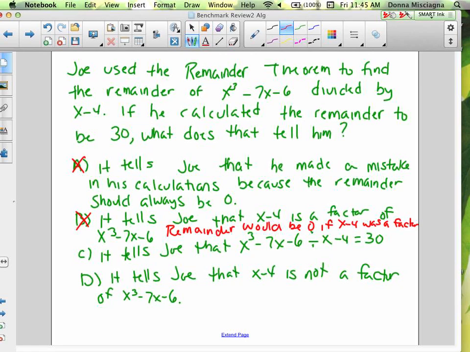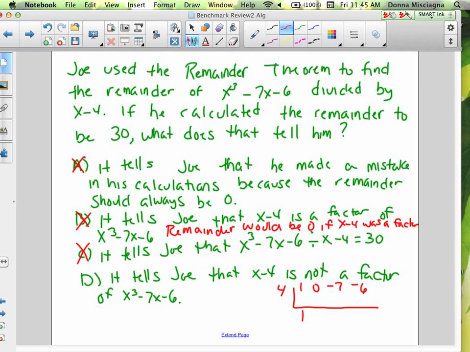It tells Joe that x cubed minus 7x minus 6 divided by x minus 4 equals 30. Well, no. If we divide, it's what we get along the bottom. Matter of fact, if you want to know what it would be, all right, if we divide, so if x minus 4 is 0, x is 4. We have x cubed, 0x squared, negative 7x and negative 6.